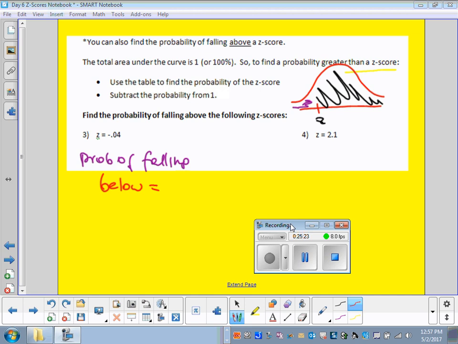So let's look at our table. The probability of falling below the z-score of negative 0.04 is, I have 0.3446, correct? Agree? So I'll just look at the chart. I'm looking for the row negative 0.4 and then the very first column. No, that's wrong. Shouldn't it be 0.4840? Yeah, it should be.